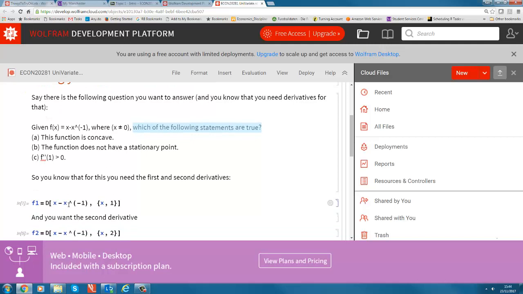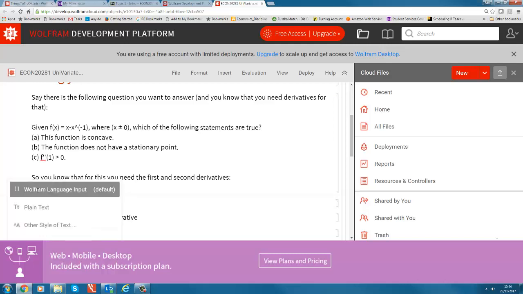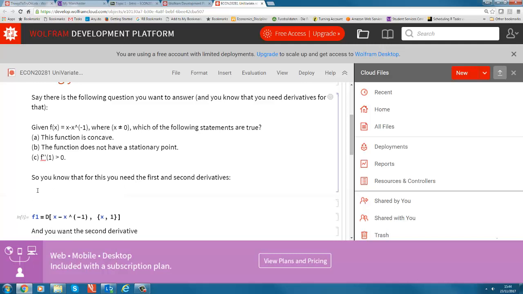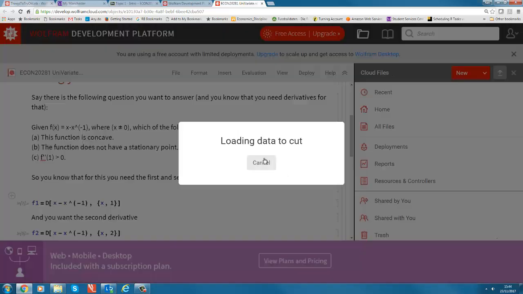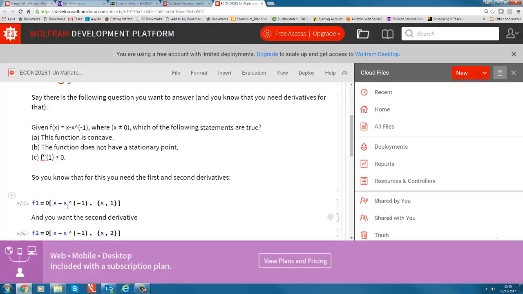How do you check that your first derivative is right? So this is what you do. If you were to write it again, you see there's a little horizontal cursor which appears and a plus, and you say Wolfram language input, and here you would type. Now I've done this typing already such that this clip doesn't get too long.